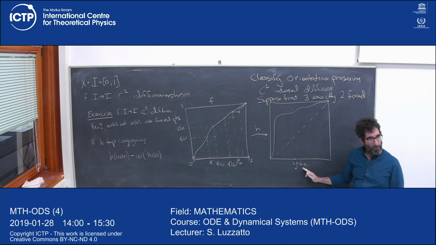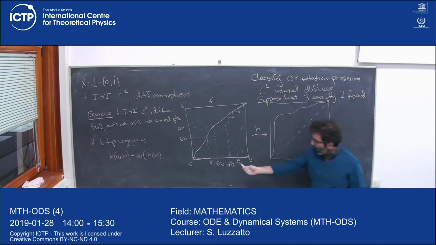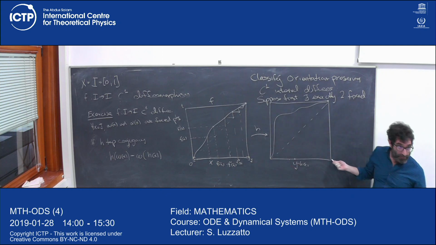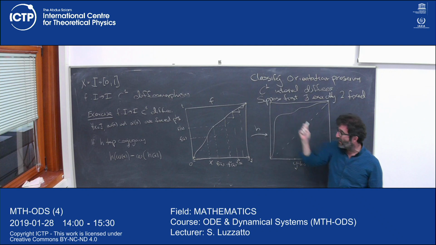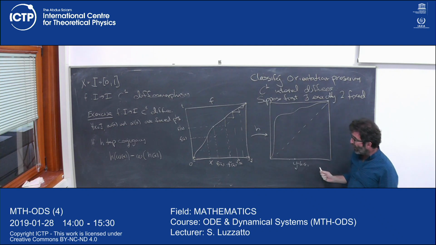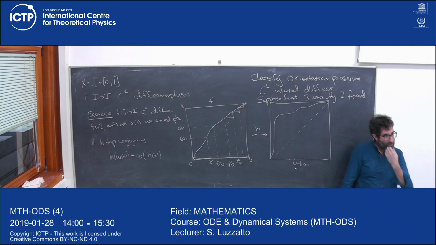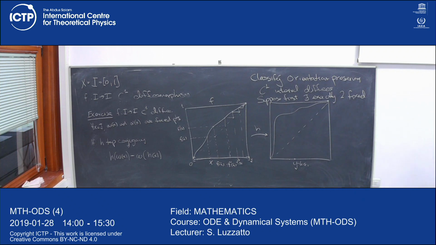So what's the problem if 0 and 1 get mapped to the opposite images? Because the omega limit set of x is 1, and the omega limit set of y is also 1. So we must map 1 to 1. If our homeomorphism was orientation reversing and mapped 0 to 1, then it would map the omega limit set of x to the alpha limit set of h of x.